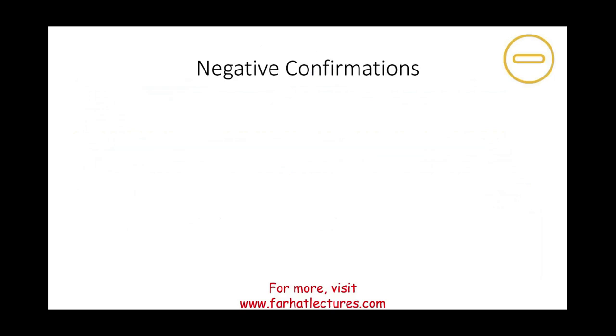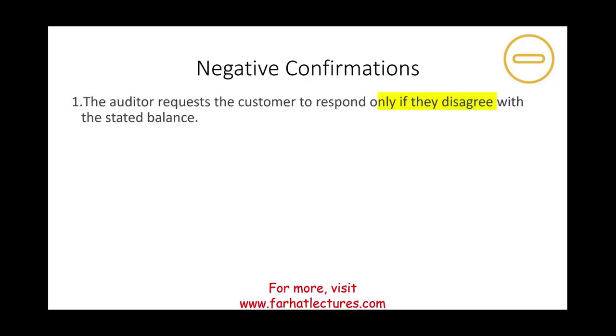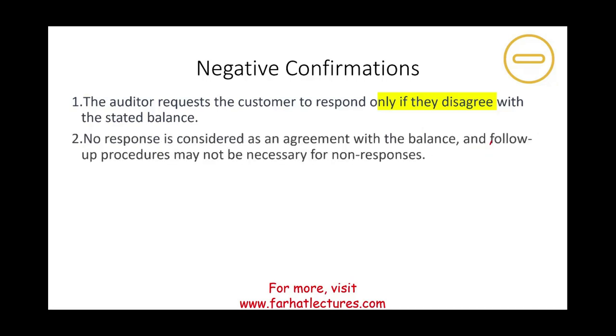Then we have the negative confirmation. Remember, we have a positive. Positive could be blank, but now we have a negative confirmation. What is a negative confirmation? Here's what you're doing. You're making it easy for them. The auditor requests the customer to respond only if they disagree with the balance. So you show them the balance, 315. They don't have to respond. The only response is if they don't think the balance is 315. So no response is considered an agreement with the balance, and follow-up procedures may not be necessary for non-responses.